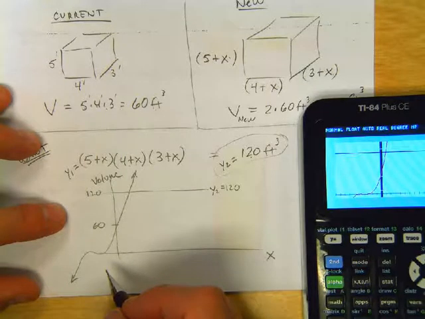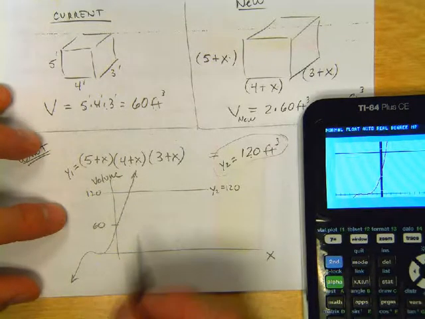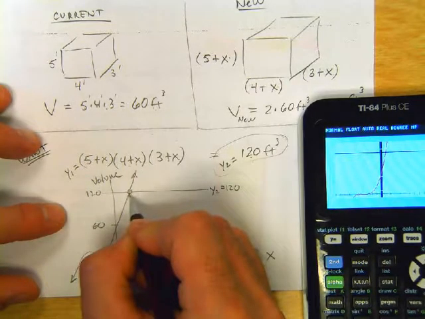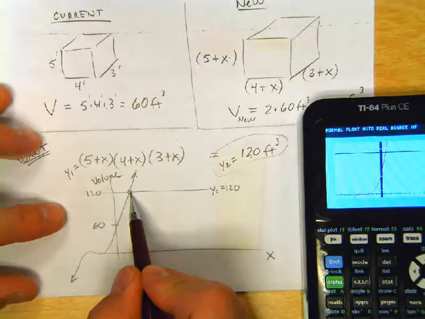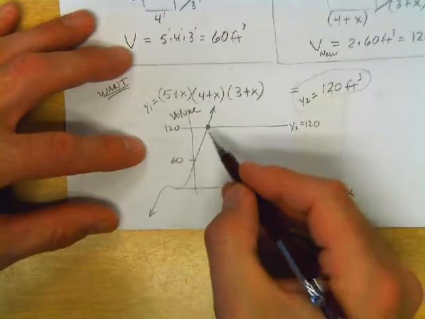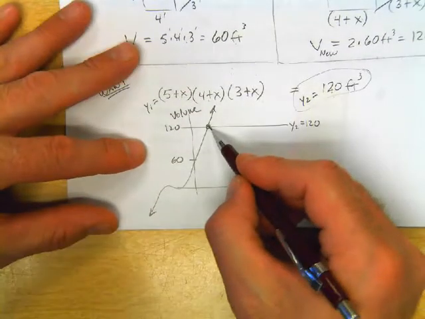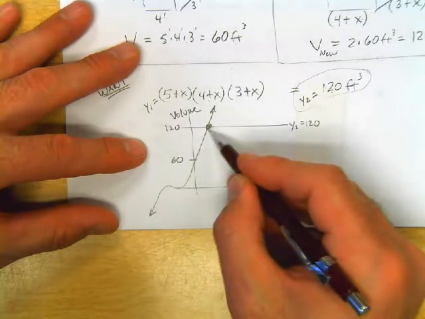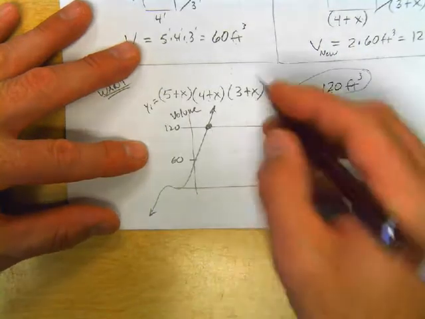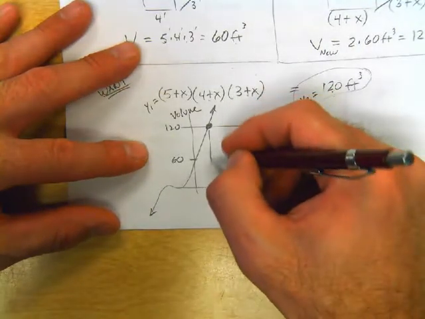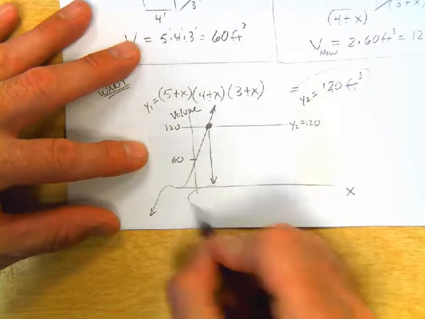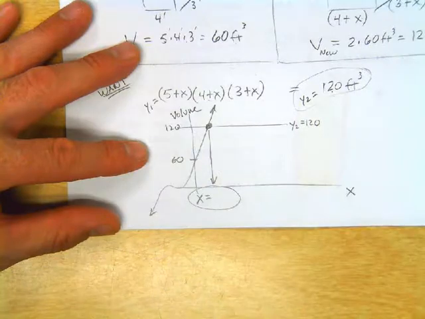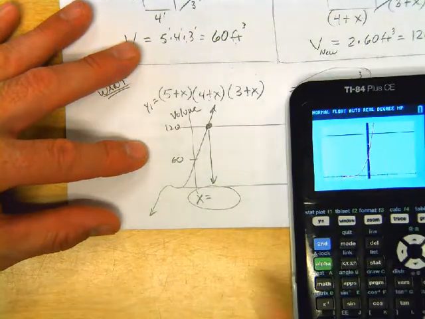And we want to find where these two lines intersect, because this point that I have right here is where this volume equation equals 120. So if we find that coordinate point right there, we can find the x value that we need to get 120 volume in the box. And this is how we're going to do that.